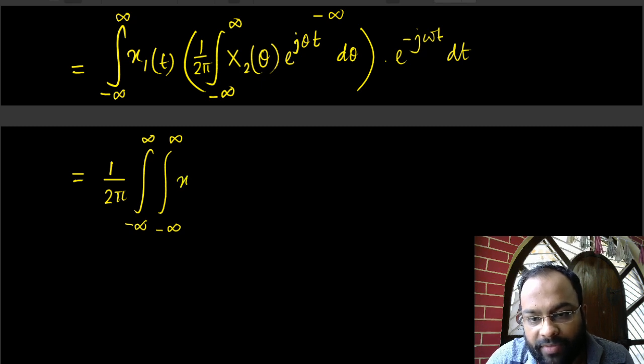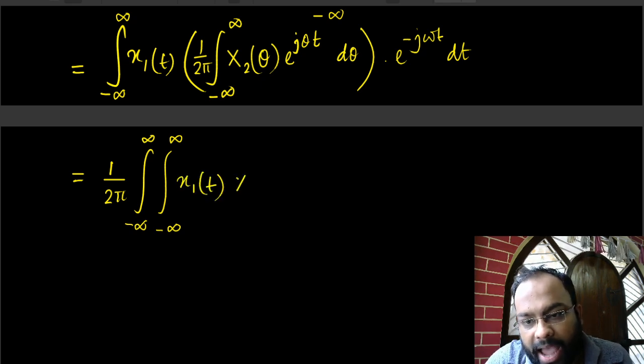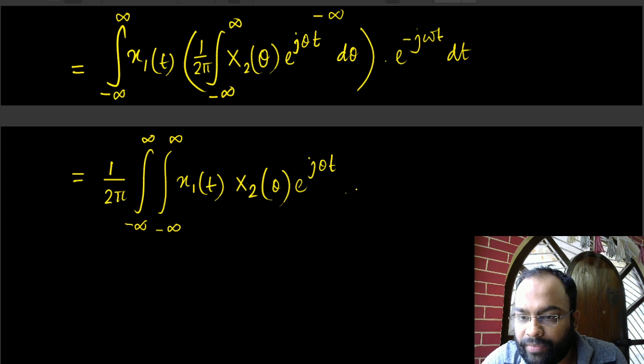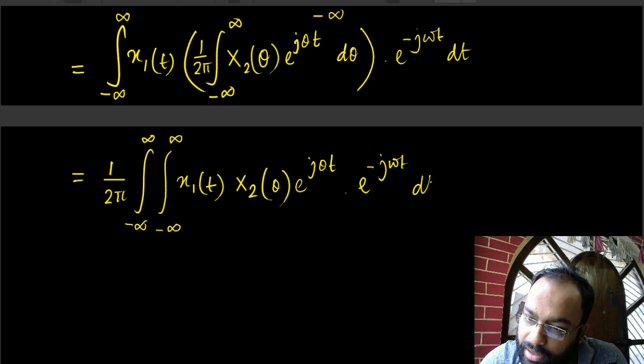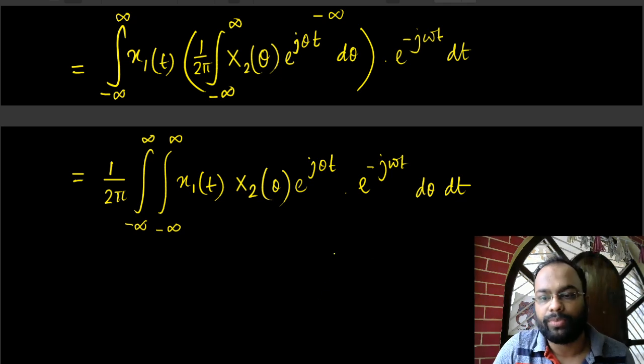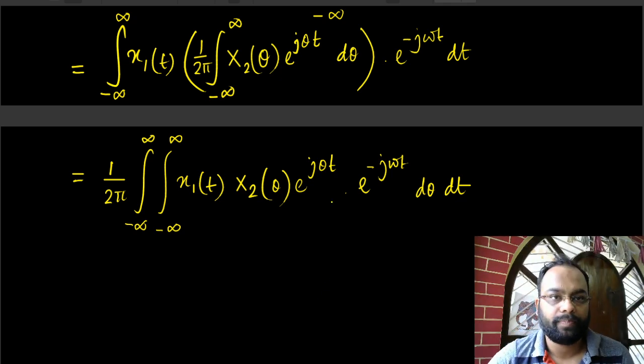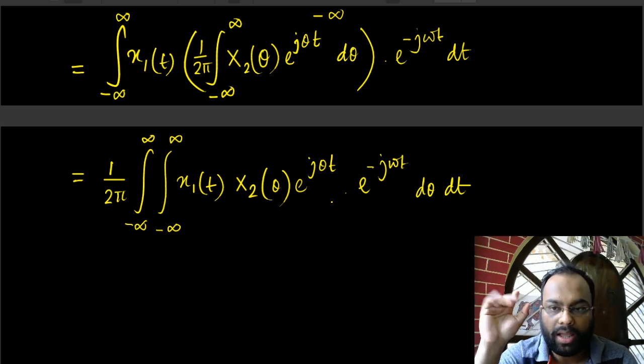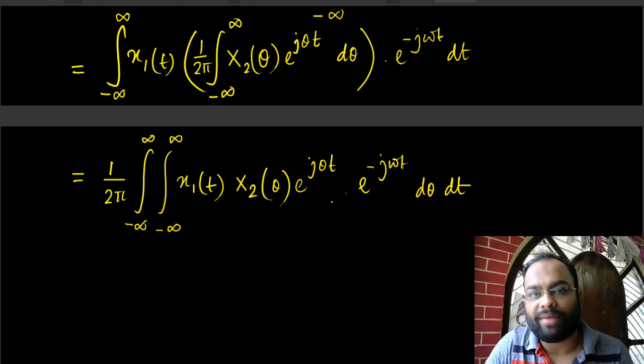Okay, so I have x1(t), and then I have x2(theta) e to the power j theta t, and we have d theta, and then we have e to the power minus j omega t, and we have d theta dt, right? That's the double integration we have. We just wrote everything combined. But do tell me if this is understandable for you or not. I mean, there is nothing that we have done here that is out of the ordinary. All right.